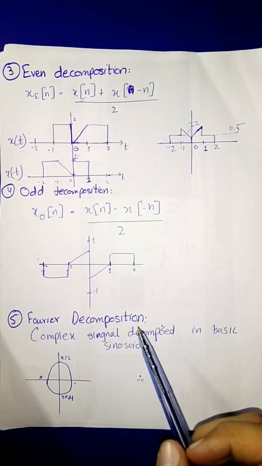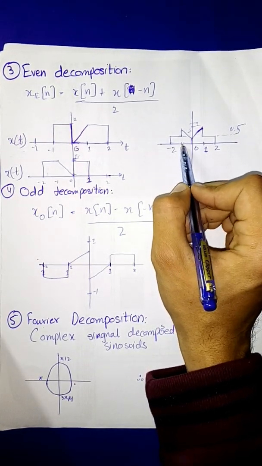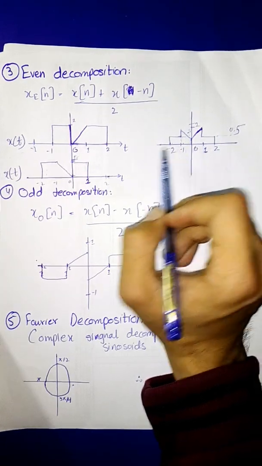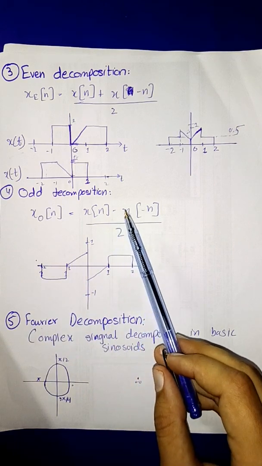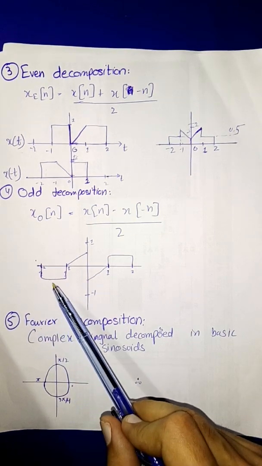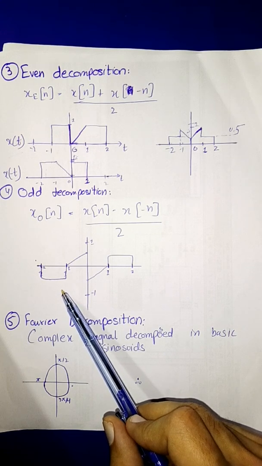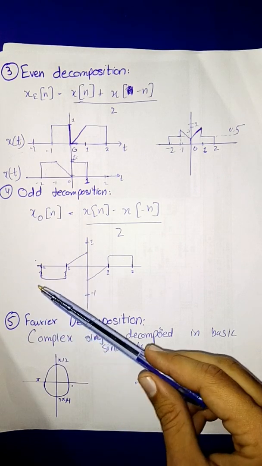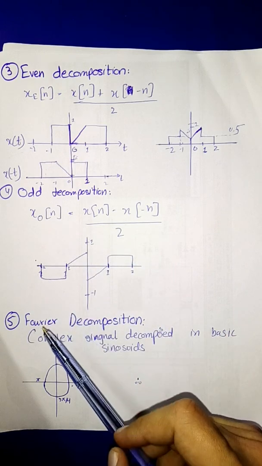This is an even decomposition because we have the same signal mirrored on the other side of the axis. For odd decomposition we have this particular formula. If we perform this operation on this signal, we'll get this type of resultant signal. Now for the recognition of odd decomposition, it is the negative inverse, negative mirror. So you can see that this is mirrored as well as inverted on the other axis.